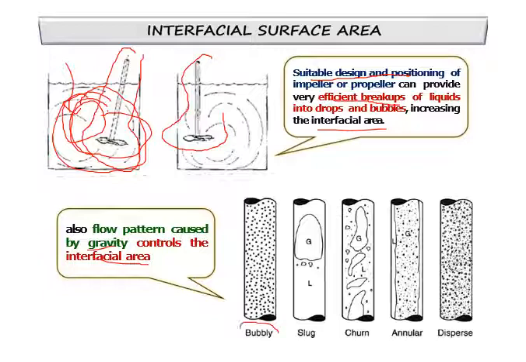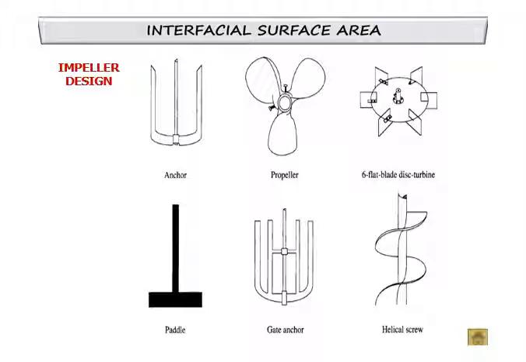And see, this interfacial area is bubbly, this one is quite slug, this one is churn, this one is annular, and this one is dispersed. So these are some examples of the interfacial area. This is an example of different designs of impeller. This one is anchor, this one is propeller, six flat blade disc turbine, paddle, gate anchor, and helical screw. All of these are stirrers used in multiphase reactors in industry. Why do we need that? Because the reactors are so big, and it provides better collision between phases, so that it will increase the interfacial area, and so the reaction would increase as well.